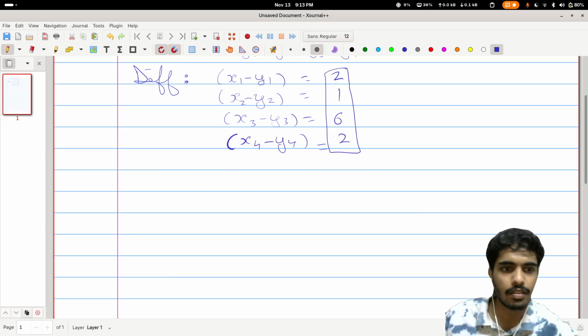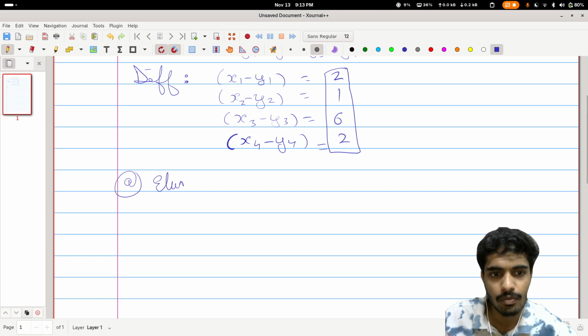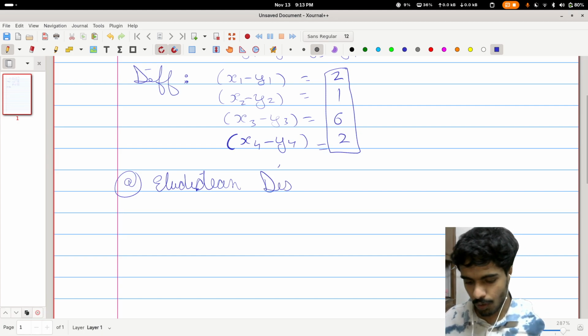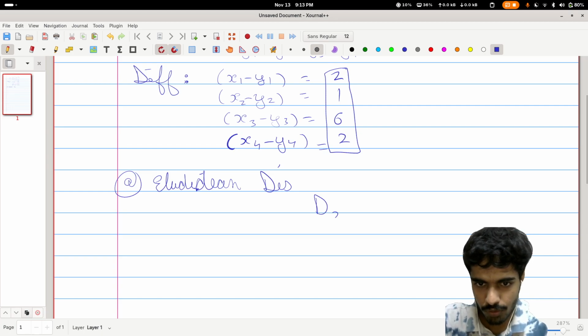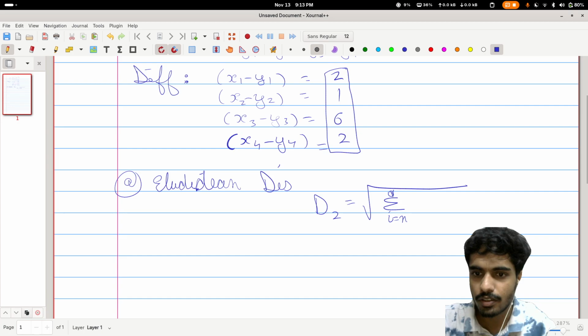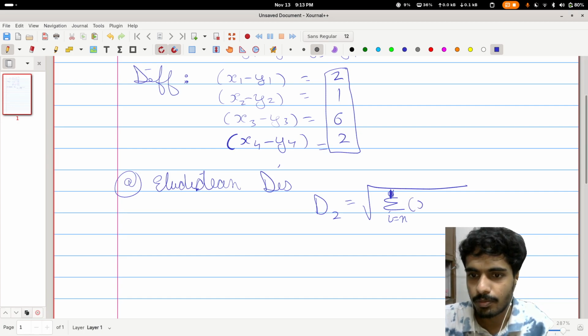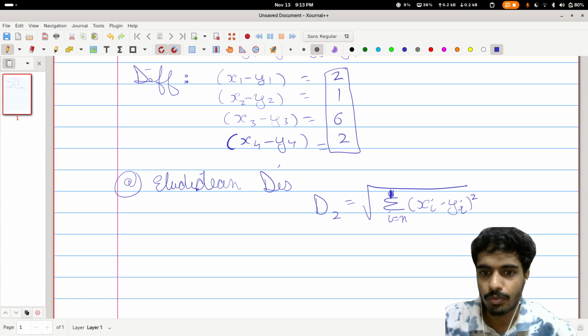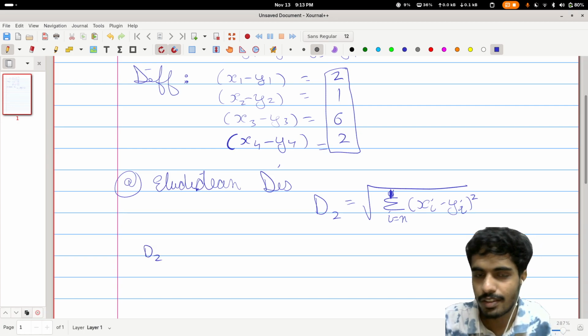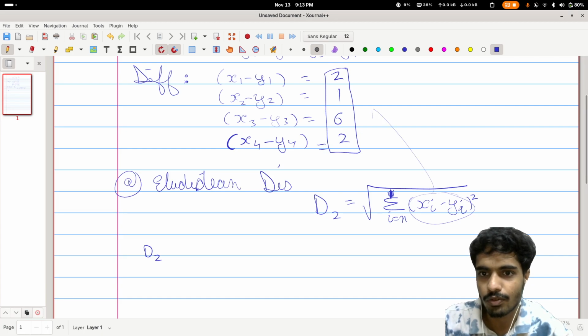So the first question they have asked is to find the Euclidean distance. The formula for Euclidean distance is as follows: d2 is the root of the summation of i equal to 0 up till n, or let's say from 1 till n, of (xi minus yi) whole square, right? If we put this formula inside our data set, we'll use the differences which we found earlier, right? So x1 minus y1 is basically the distance which we got here, right?